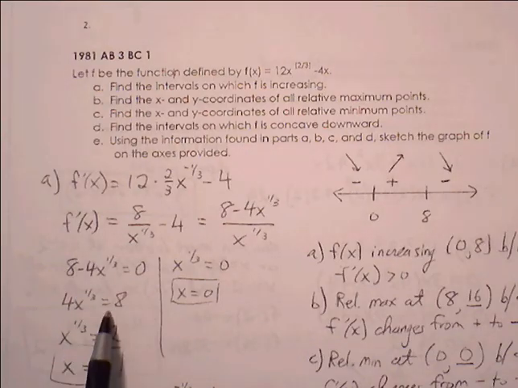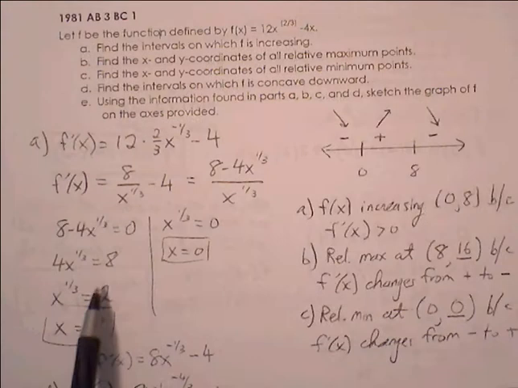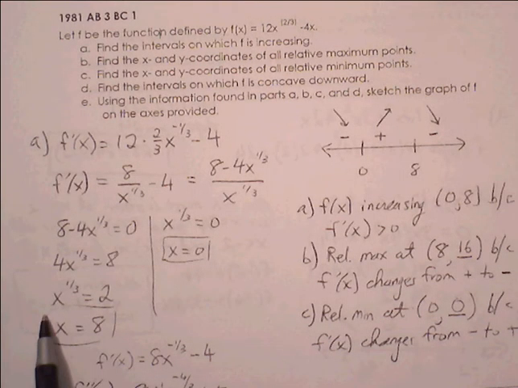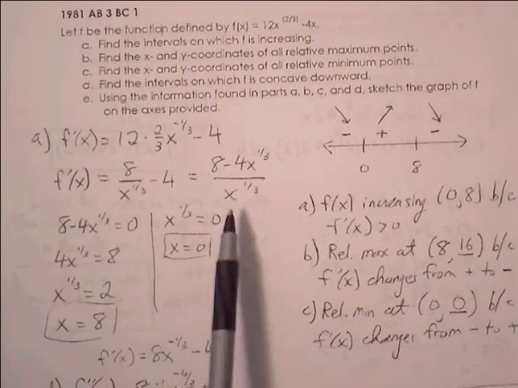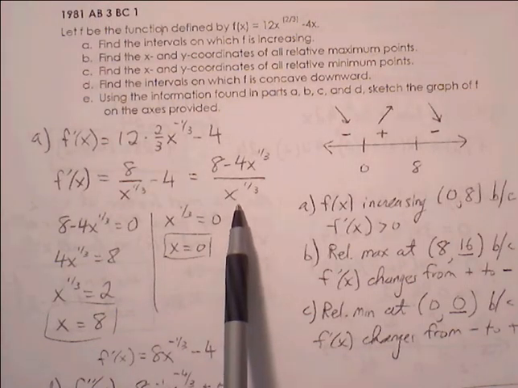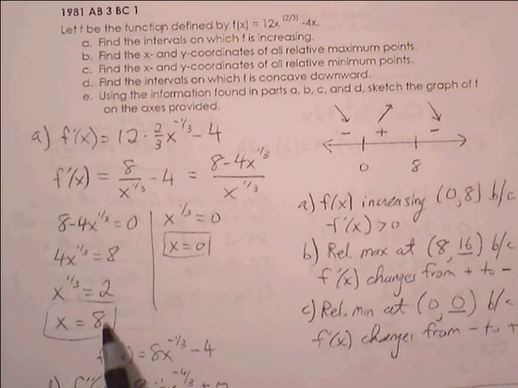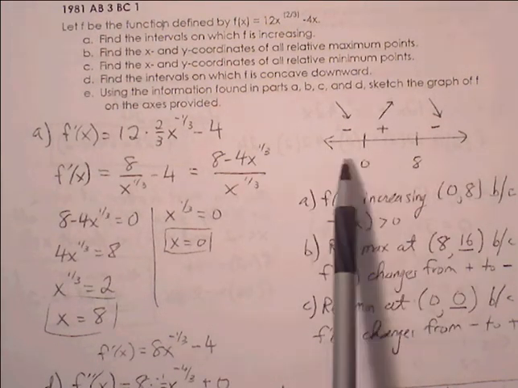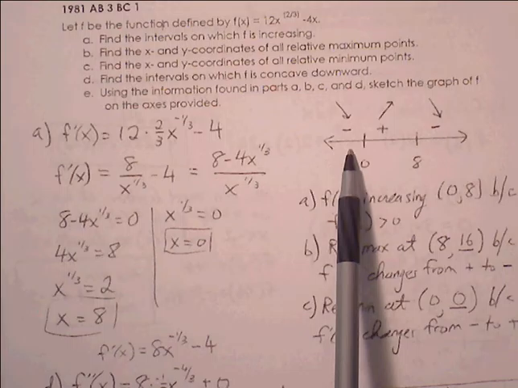Subtract 8 from both sides, and then divide both sides by negative 4. And we get x to the 1/3 equals 2. Then cube both sides, so x equals 8. Denominator: remember, critical points can also come from the denominator of the derivative. So we set that equal to 0, and we get x equals 0. So 2 critical points. We put them on the sign line, and then we can test values in each interval.